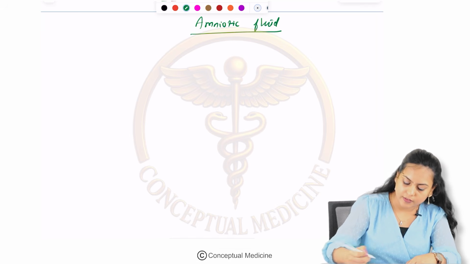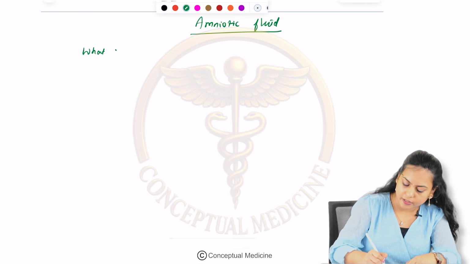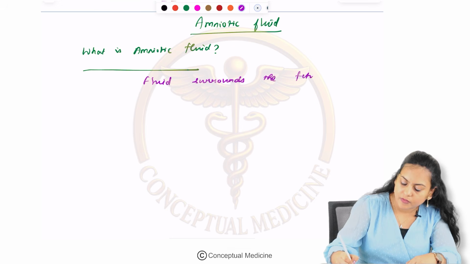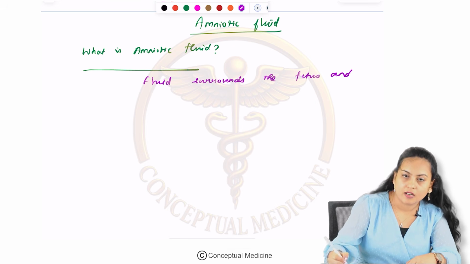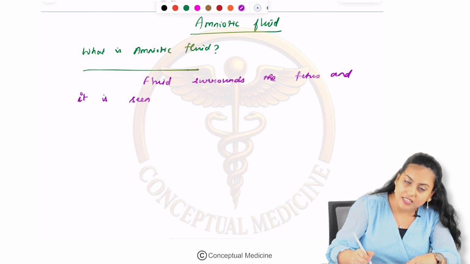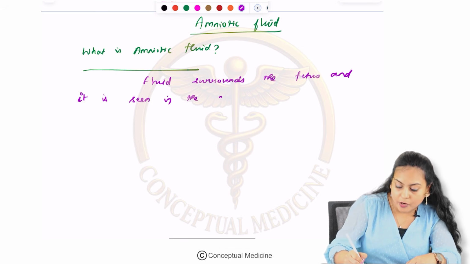So, first we will see what is amniotic fluid. Amniotic fluid is that fluid which surrounds the fetus and it is seen in the amniotic cavity.